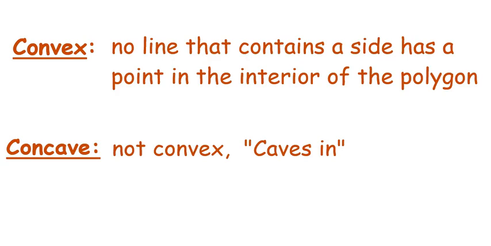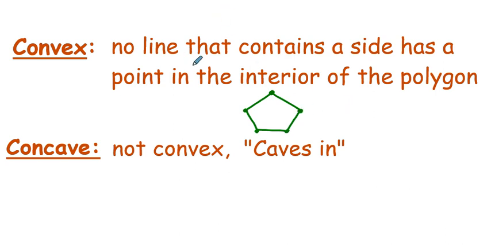The next thing we're going to talk about are convex and concave polygons. A convex polygon is one where no line that contains a side has a point on the inside of the polygon. An easy way to show that is just by drawing a shape. This is a polygon that does not have a point on the interior of the polygon. Here are all its vertices, and there's nothing on the inside of that polygon.